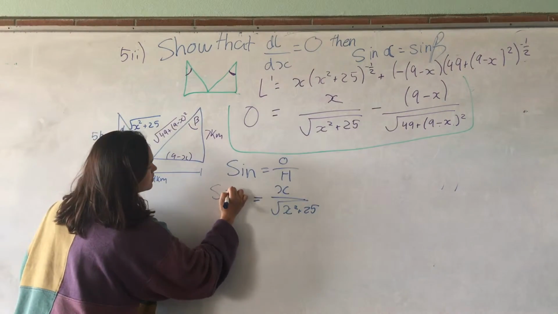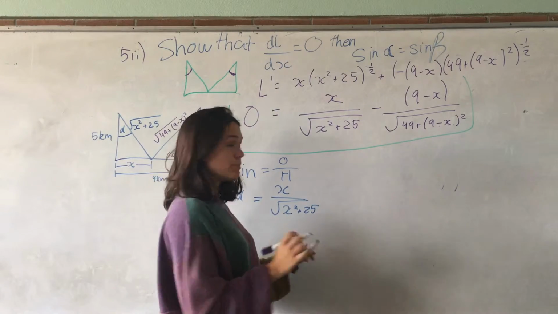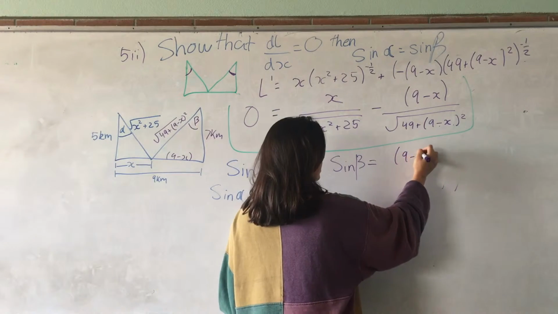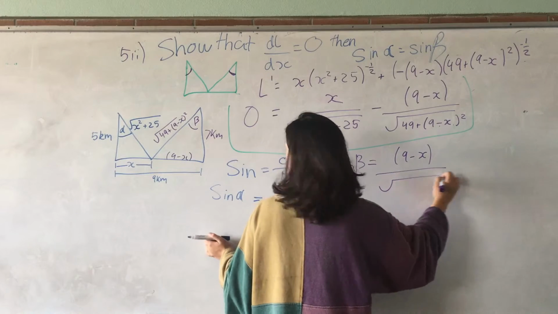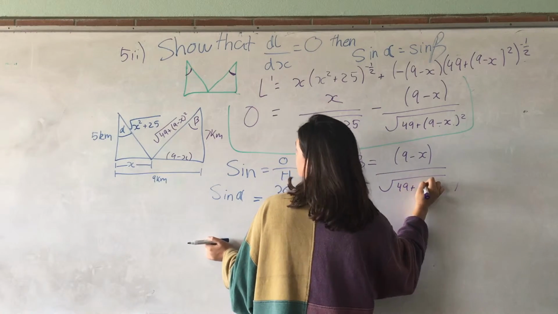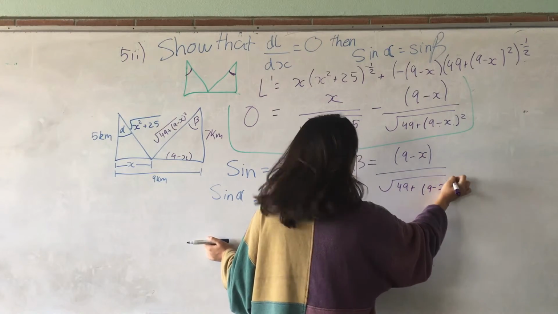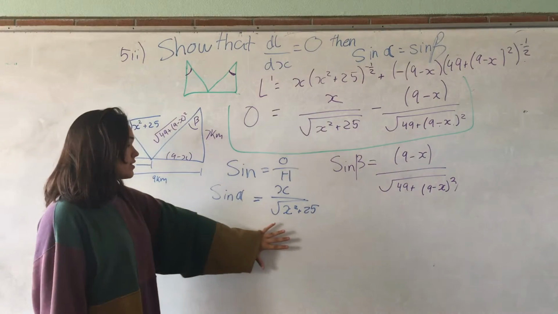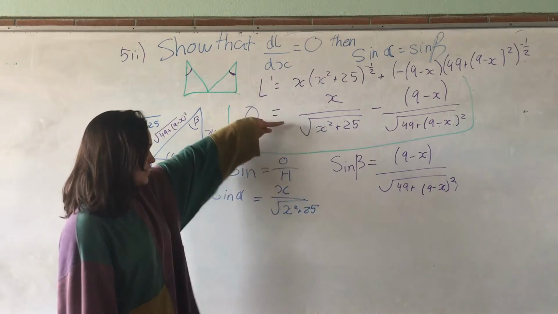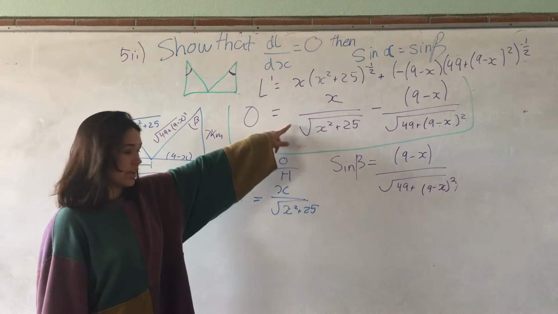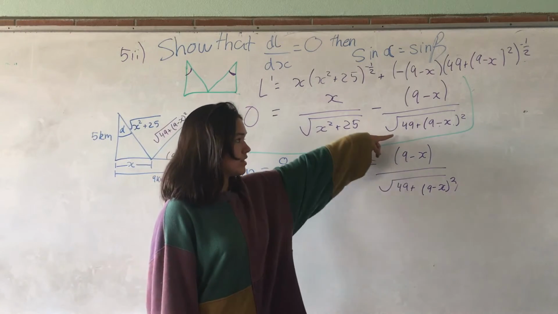I'm just going to write in sine alpha there. For sine beta, it equals 9 minus x over the square root of 49 plus (9 minus x) squared. You will notice that sine alpha looks identical to this part of L dash, and sine beta looks identical to this part of L dash.